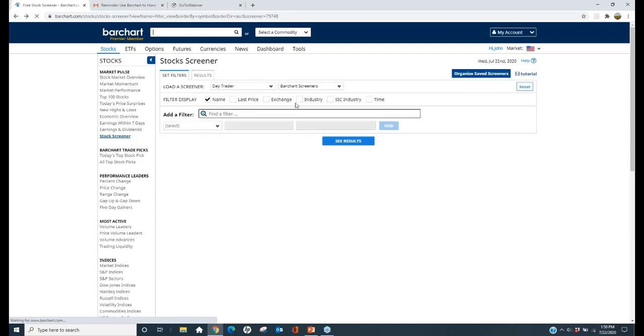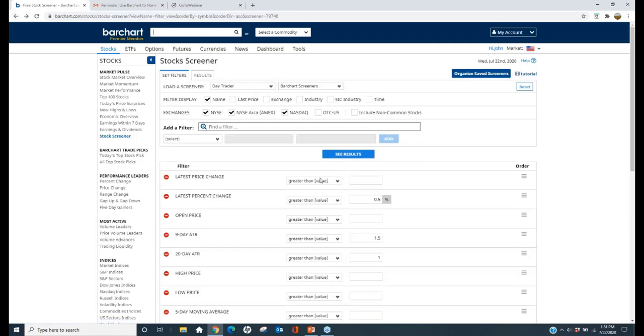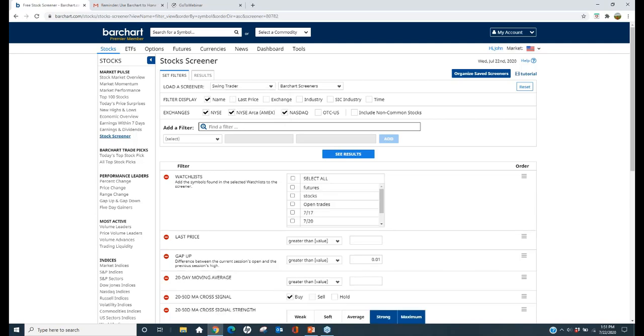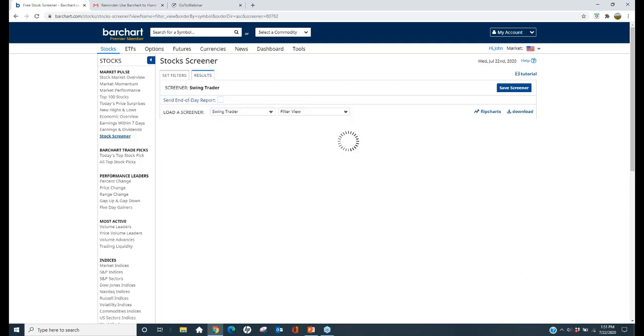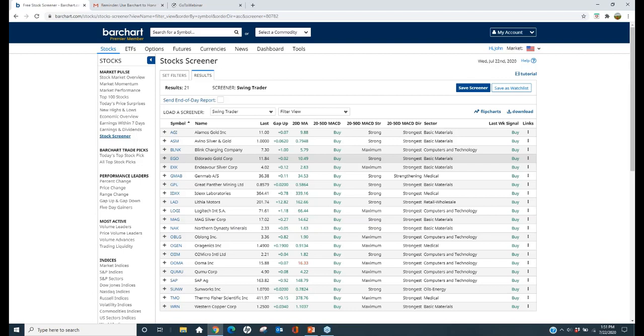Let's go back to our screeners. And again, I could just make some minor adjustments here and really start narrowing down my results. And then I did one for swing traders, somebody who's going to hold trades for longer periods of time, again, days to weeks. And again, here I've just used some very simple strategies, and these are strategies that are provided to us by Barchart.